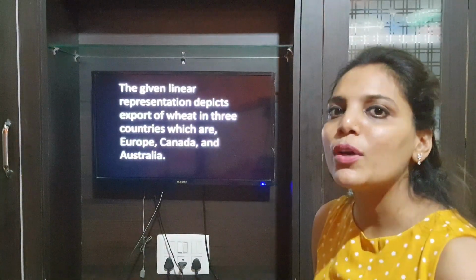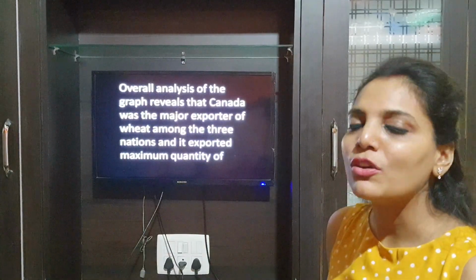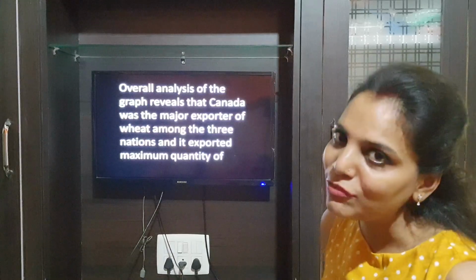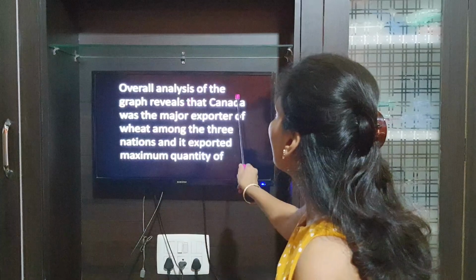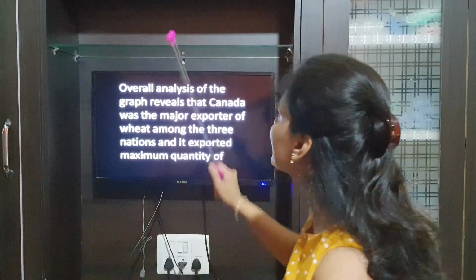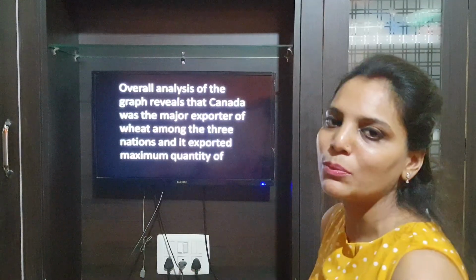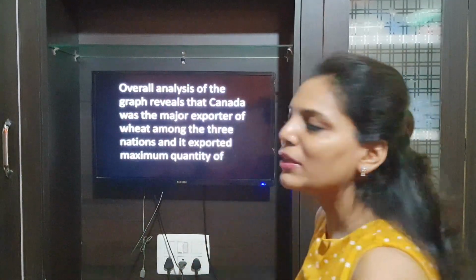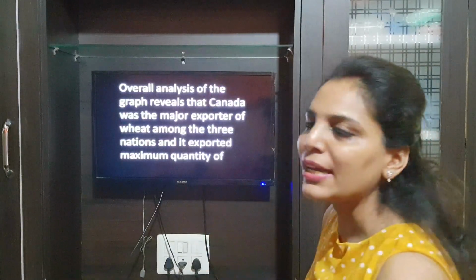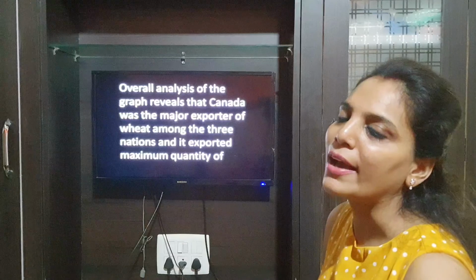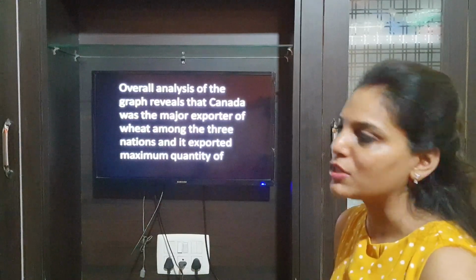Now let us see how we are going to write the body paragraphs. Before that, I also want to mention that once your introduction is complete, leave one line and start from extreme left. Overall analysis of the graph reveals that. I hope all of you must have remembered these six to seven words, we are always starting with this. We are always writing the overall analysis, and I have kept this line the same. I have not changed this at all, so that it becomes easier for you to memorize it.